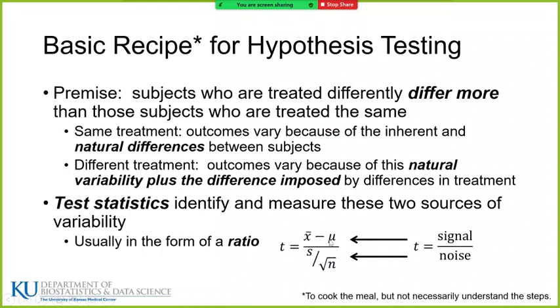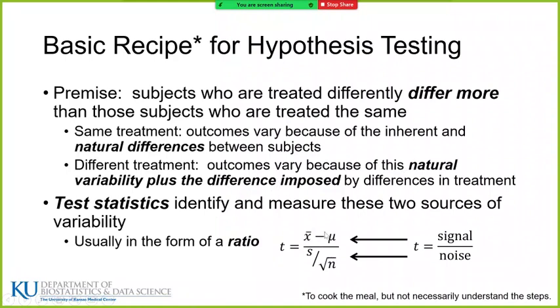So that difference in those averages, we call that the signal. And on the bottom, we try to quantify the natural differences between subjects. The way we quantify that is we just look at how subjects who were treated the same, how do their outcomes vary? And that's measured by this quantity at the bottom. This is just a measure of the natural differences. And this top signal contains both those natural differences and the differences imposed by differences in treatment.